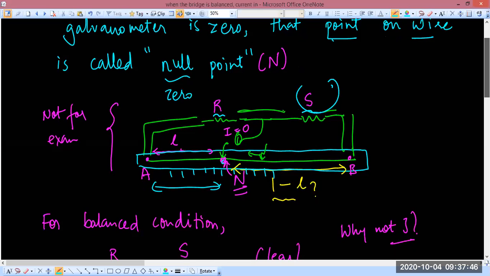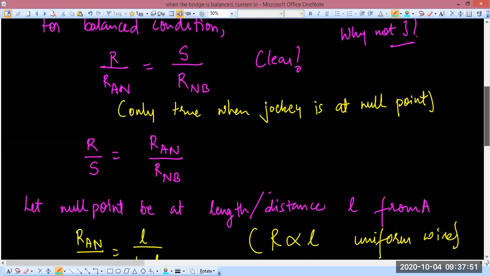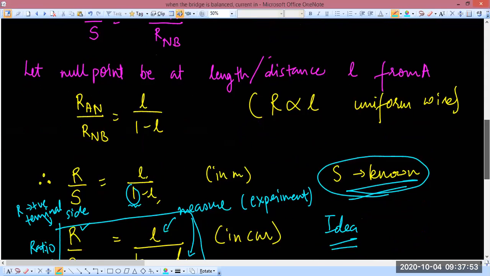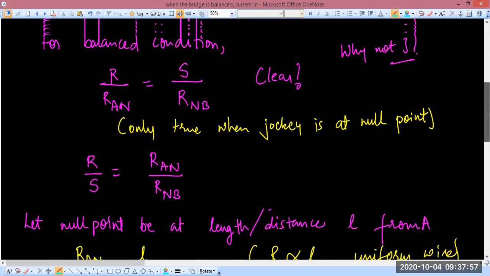To be very frank, it doesn't make much difference. Method still remains the same, but yes, when you do your final calculations, you should be aware of it, right?